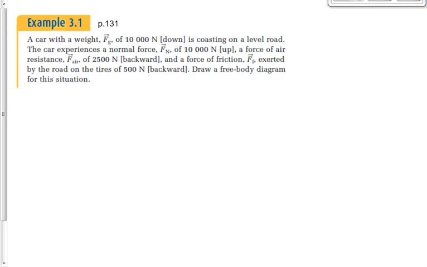Here's a quick example again. It's not the first one you've done, but we'll do another one just to familiarize yourself with it again. Page 131, it says a car with a weight of 10,000 newtons. That's the force of gravity. It's coasting on a level road. There's a normal force of 10,000 newtons up. That's pretty normal, right? If you've got a force of 10,000 newtons down, then you're probably going to have a force of 10,000 newtons up. Otherwise, the car's either going to move down or up. There's a force of air resistance of 2,500 newtons backwards and friction that's 500 newtons backwards. Draw a free body diagram.